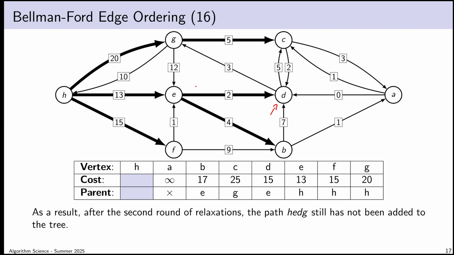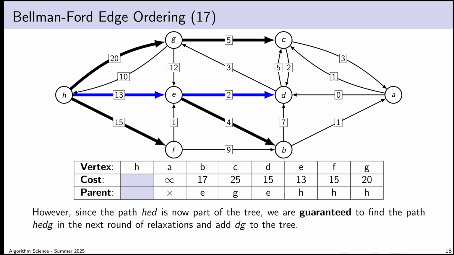And so we know that after one more round of relaxations, when I look at the edge DG again, vertex D now has a finite cost, and so I will be able to bring that edge into the tree. An observation we can make here, which I've been saying implicitly, is that we happen to know this external to the algorithm, we already figured this out earlier, that the path HED is a minimum cost path from vertex H to vertex D.